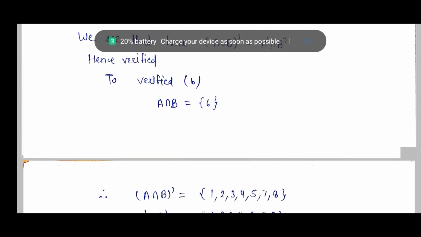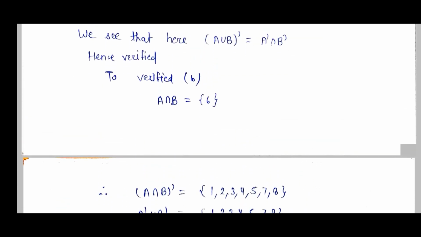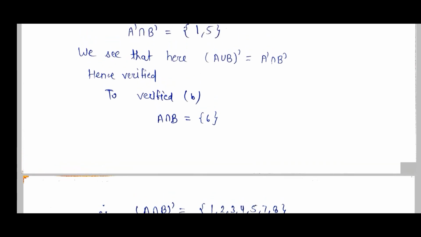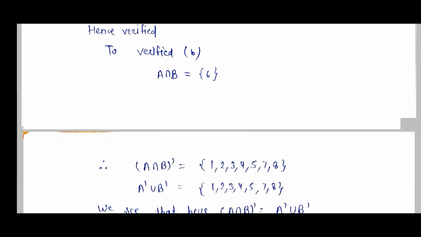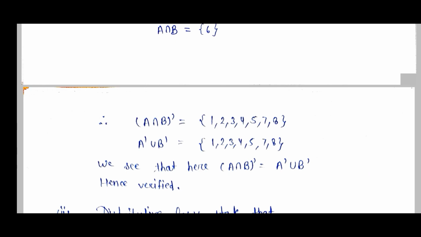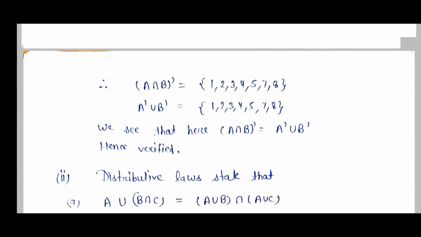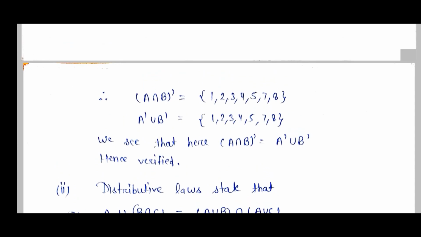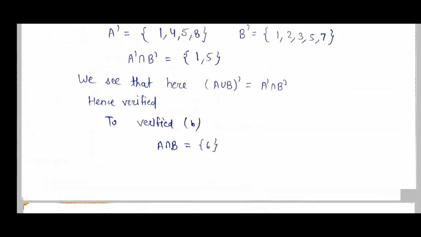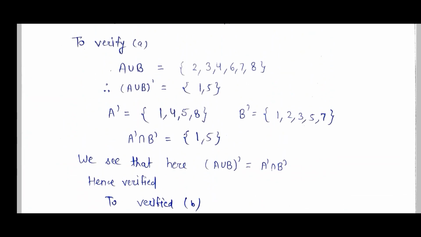For the second one, we said that (A intersect B)' is equal to A' union B'. First of all, A intersect B is 6, and (A intersect B)' is 1 2 3 4 5 7 8. A' union B' is also 1 2 3 4 5 7 8, and we see that (A intersect B)' is equal to A' union B', so hence verified. If you know the set theory, you can easily find it, because this is the level of 10th class.